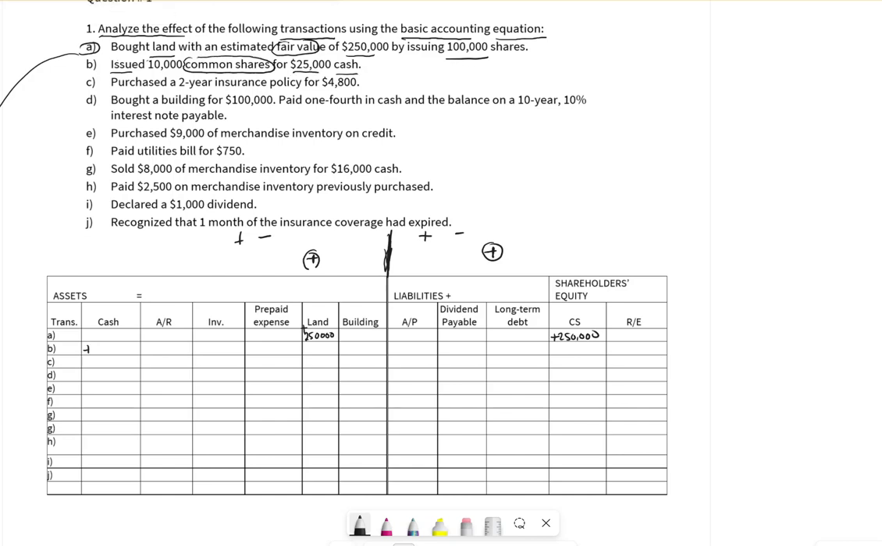Then the next one is we issued common shares for 25,000 cash. So what did we receive? We received $25,000 cash, and we issued shares for that 25,000.